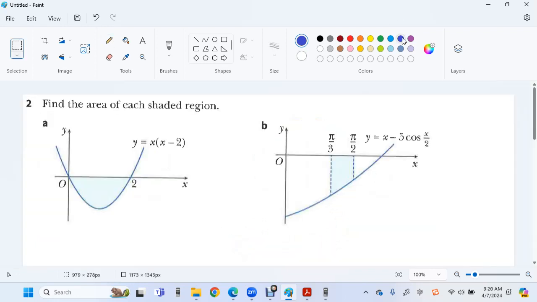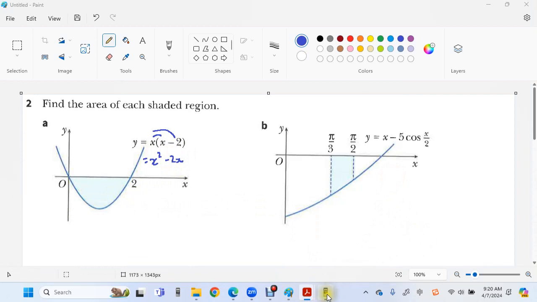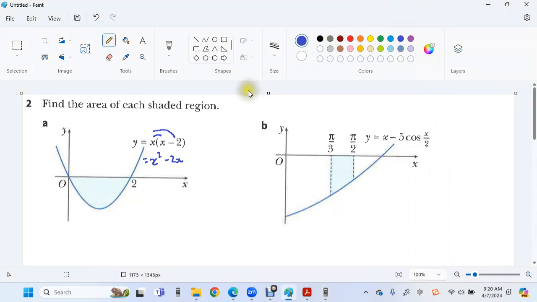For question number 2, if in the exam we have x squared minus 2x, we do the integration for this. What we have is actually a negative value. We have x bracket x minus 2, from 0 until 2. So the answer is negative 4 over 3. The integration is negative 4 over 3.